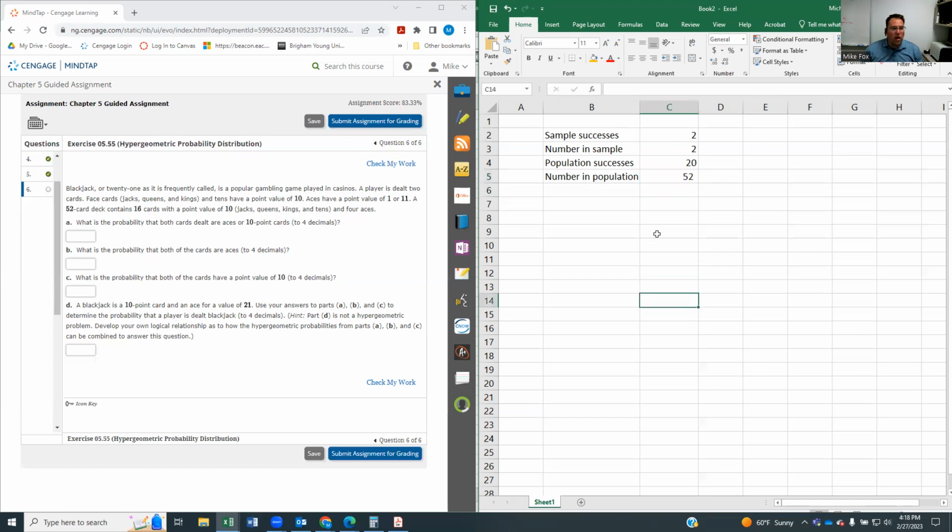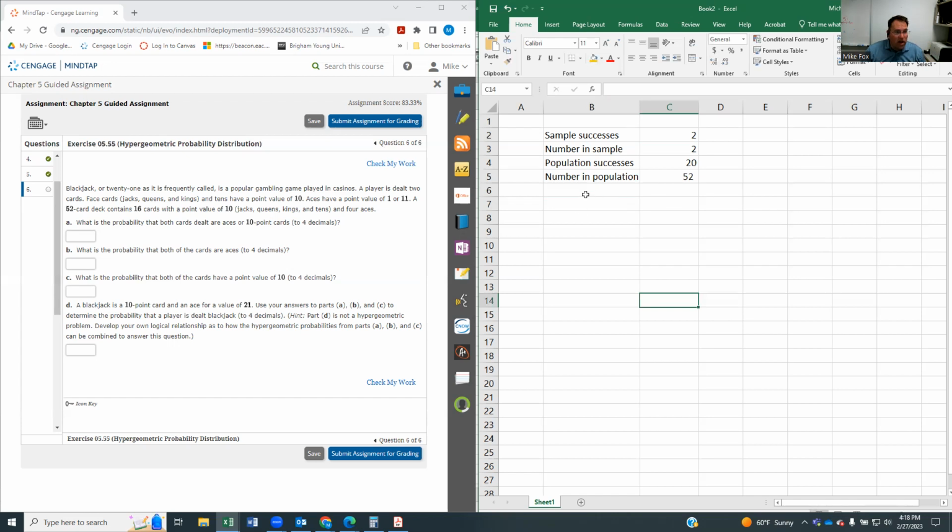All right, so there's the setup for our problem. Sample successes and the number in the sample. Number in the sample is like the number of cards you're drawing. And how many do we want to be a success out of those 2? Both of them. And there's 52 total cards to draw from, and 20 of those 52 would equal a success by being either a 10-point card or an ace.